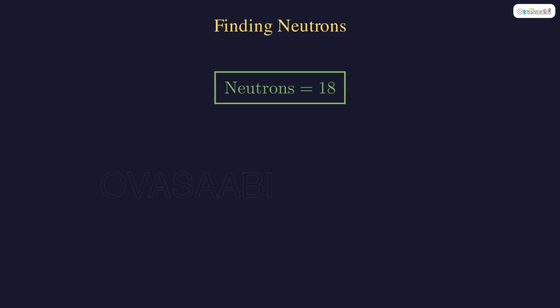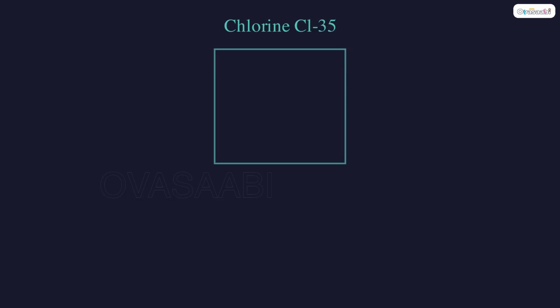For neutrons, subtract. Mass number 35 minus atomic number 17 gives 18 neutrons. In a neutral atom, electrons equal protons. So chlorine has 17 protons, 18 neutrons, and 17 electrons.